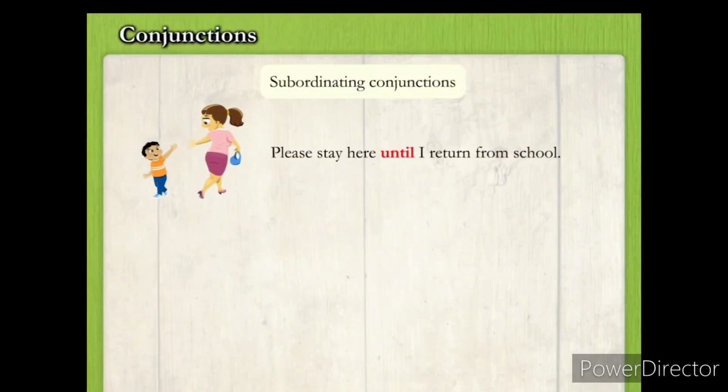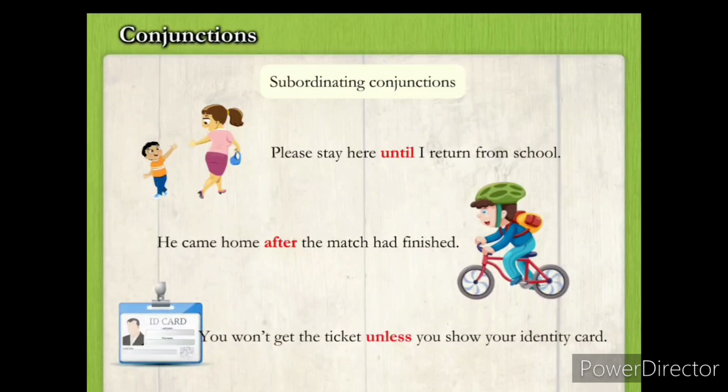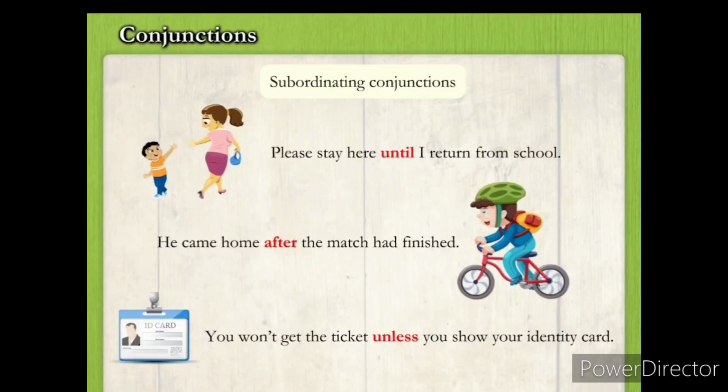Please stay here until I return from school. He came home after the match had finished. You won't get the ticket unless you show your identity card. The conjunctions until, after, and unless are used to join the respective subordinate clauses to the main clauses in these sentences.